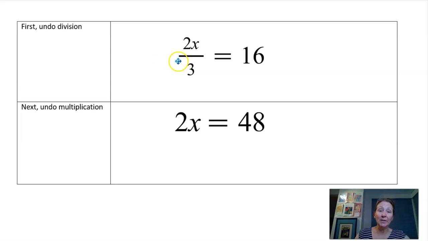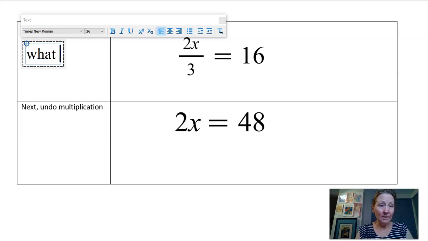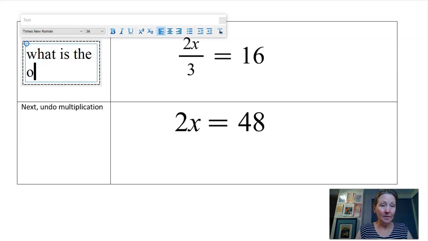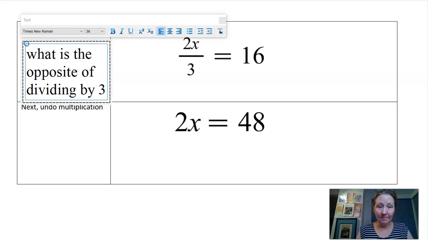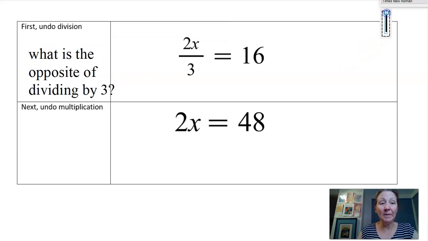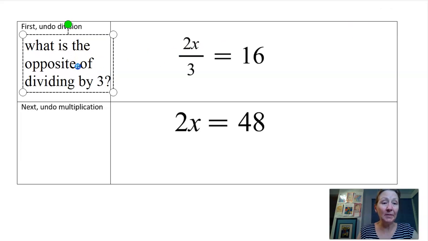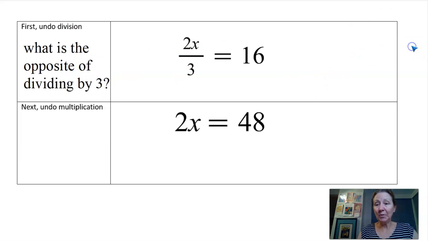And first, I want to undo the division, right? So there's two things happening here. It is 2x divided by 3. So I've got the divided by 3. So I asked myself, and I'm just going to type this in: what is the opposite of dividing by 3? Question mark, right? What's the opposite of dividing by 3? Well, it's going to be multiplying by 3. So I'm going to multiply both sides of the equation by 3.